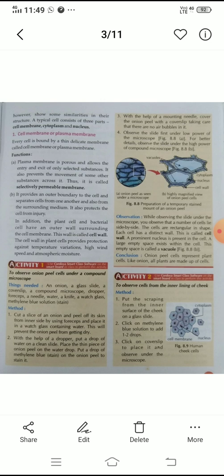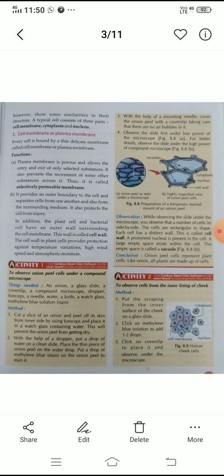It is also known as the selectively permeable membrane because it allows the entry and exit of only selected substances into and out of the cell. So it is known as the selectively permeable membrane.